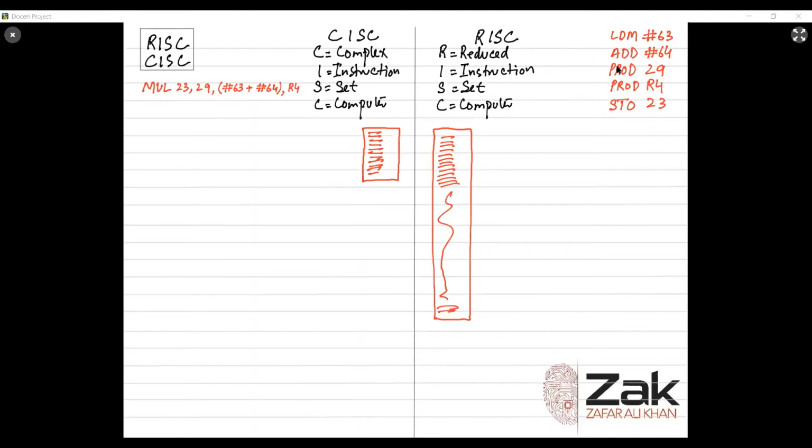So first of all, what happened? LDM 63, the accumulator is loaded with 63. Number 2, the data in the accumulator, that is 63, will be added with 64, and now the result of the addition of 63 and 64 is in the accumulator. Then whatever is present at the address 29 will be multiplied by the content of the accumulator, and the result would be in the accumulator. Then the content of register 4, R4, will be multiplied with the content of the accumulator, and that will be stored in the accumulator as well. And then the result in the accumulator will be stored at the address 23.